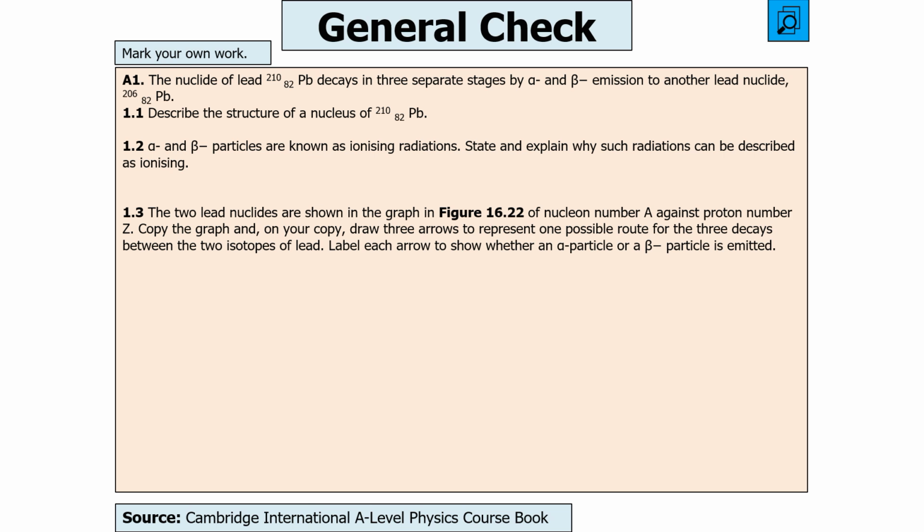Right, in this first one, we can see that the number of protons is 82 because it's the lower number, and the number of neutrons is 128 because it's 210 minus 82.